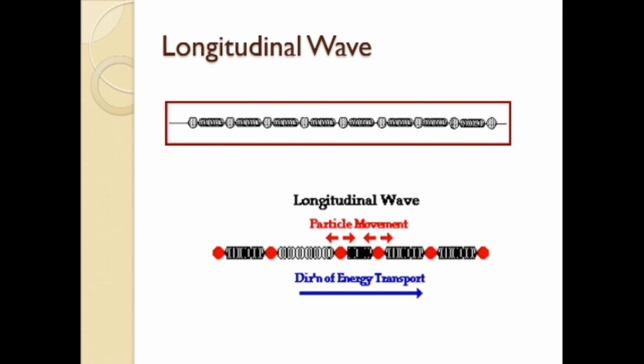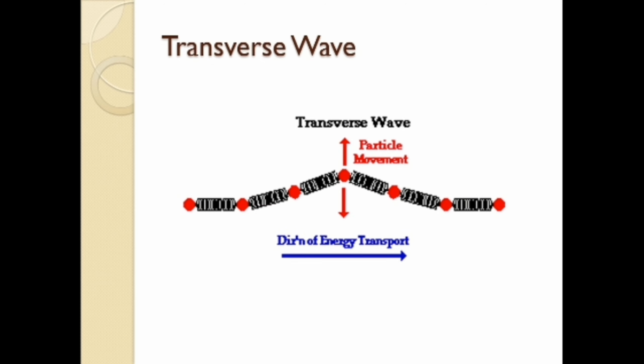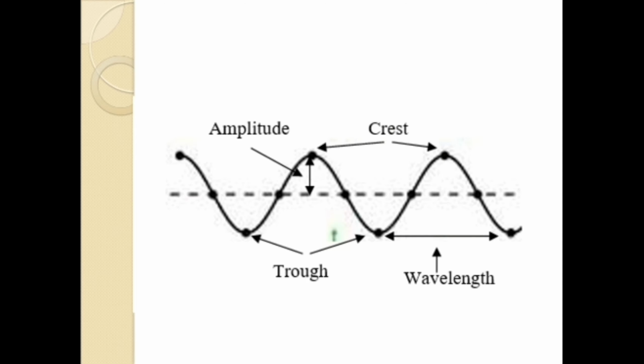Okay, you can see there. Looking at the longitudinal wave, we can say that the direction of the particle movement is parallel with the direction of the energy transport. For a transverse wave, the particle movement here is up and down, but the direction of the energy transport is, say, to the right, so they are actually perpendicular. The direction of the particle movement is perpendicular with the direction of the energy.